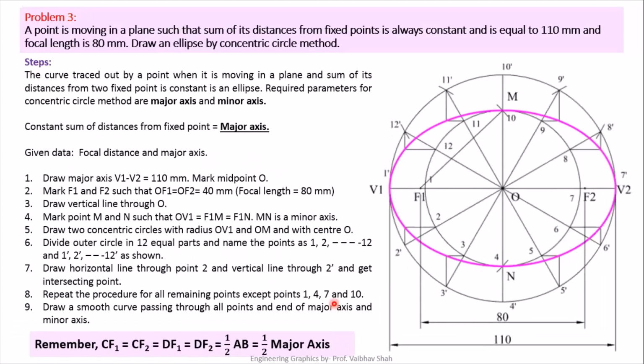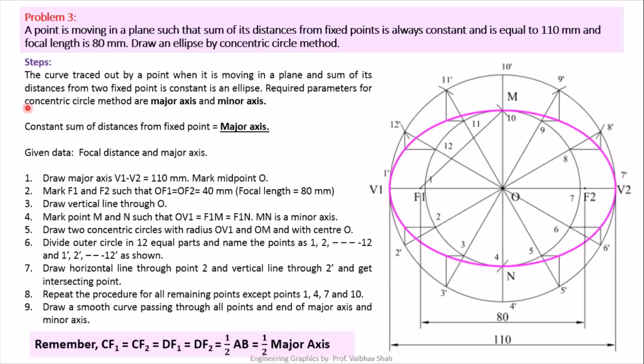Now let us see one more example. A point is moving in a plane such that the sum of its distances from fixed points is always constant and is equal to 110 mm and the focal length is 80 mm. Draw an ellipse by the concentric circle method.